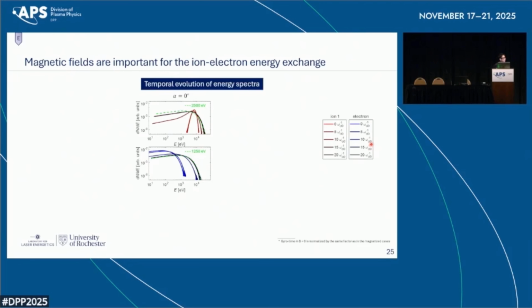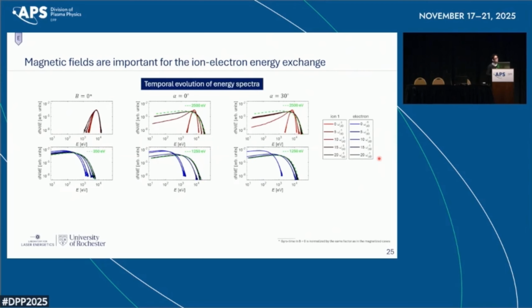Here, I just showed you velocity distribution functions. Now I'm showing you the energy spectra from the exact same simulation. From here, you can see at the end of the simulation, the ion temperature is about 2500 eV, and the electron temperature is about 1200 eV. Now, if we turn off the B field for the simulation, this is what we have. You don't really see a big energy exchange, and the electron temperature is much lower than the magnetized case.